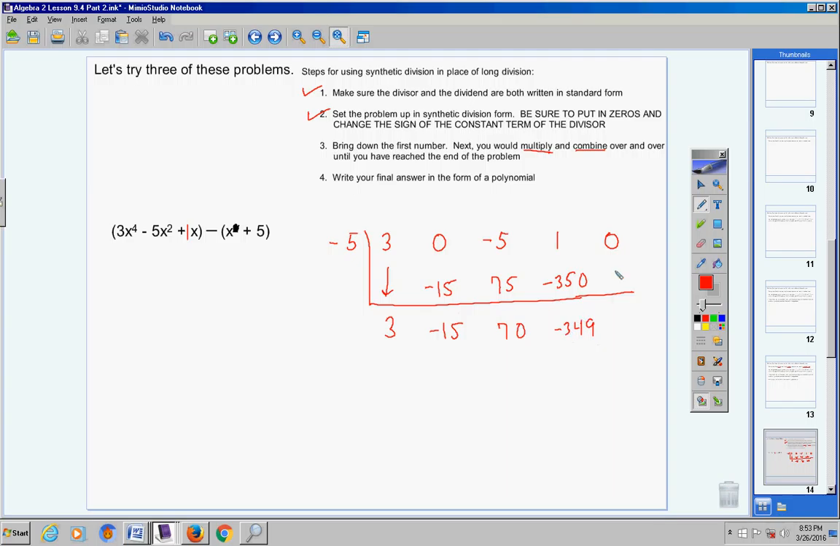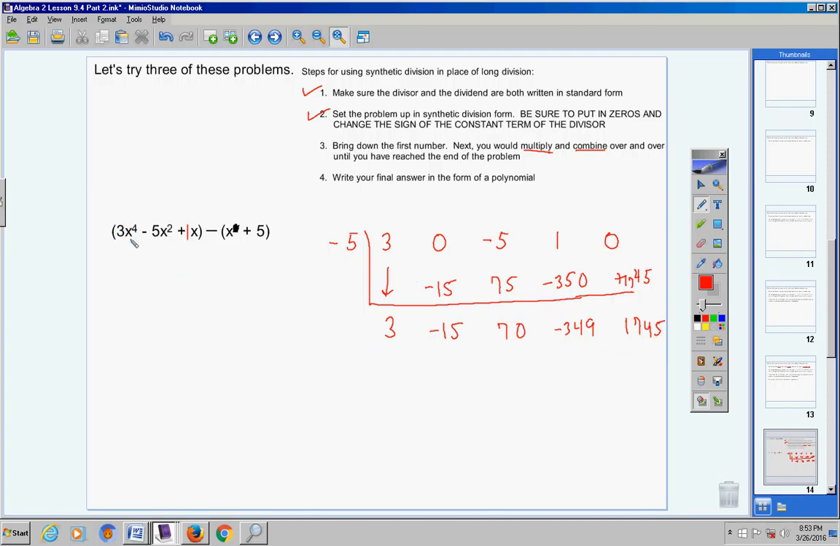Negative times a negative is positive. 349 times 5 would be what? 5 times 9 is 45. Carry your 4, 24. Carry your 2. I think it's 1,745. But let me grab a calculator and just make sure real quick, okay? 349 times 5 is 1,745. Negative times a negative is positive. Combine and you get this right here. No problem.